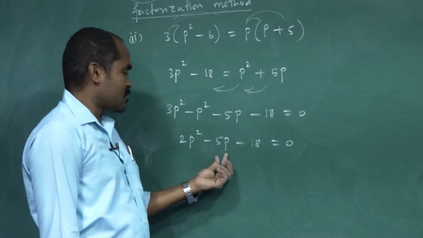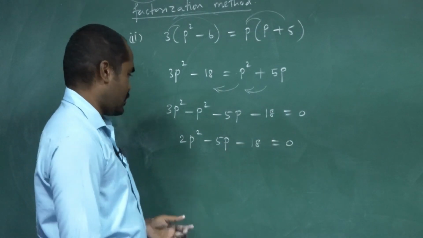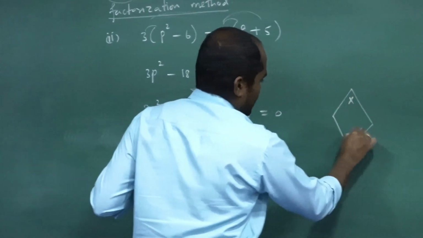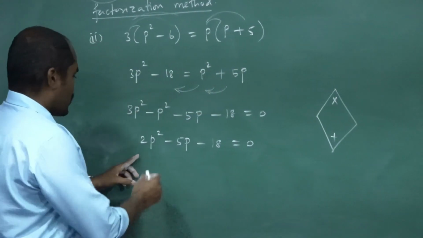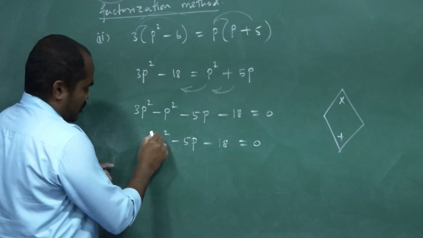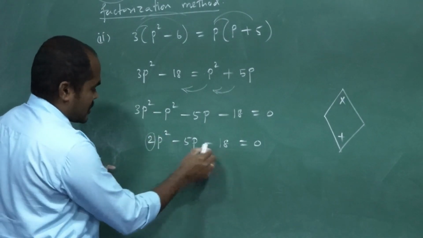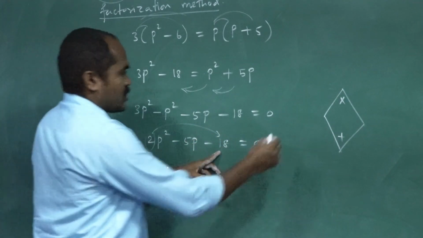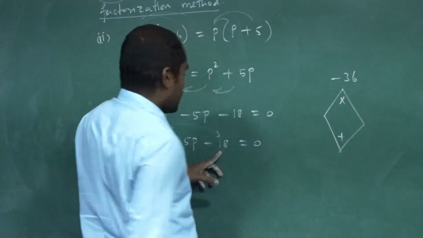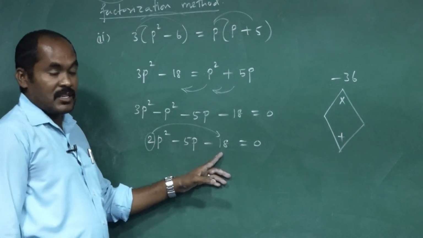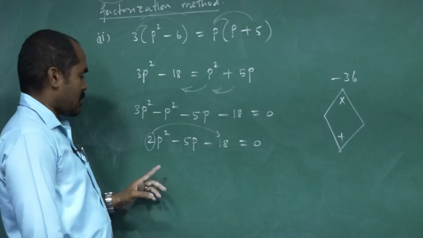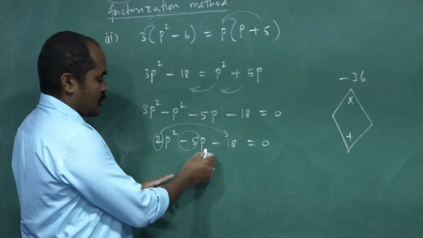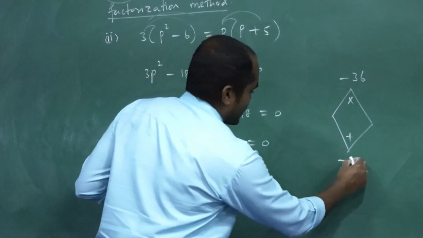ax² + bx + c = 0. Draw one diamond shape here, with a multiply side and a plus side. Multiply the coefficient of p² and the constant term: 2 into -18 is -36, written on top. The middle term coefficient is -5, so write -5 here.